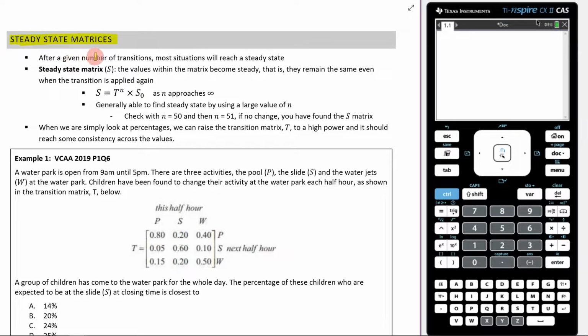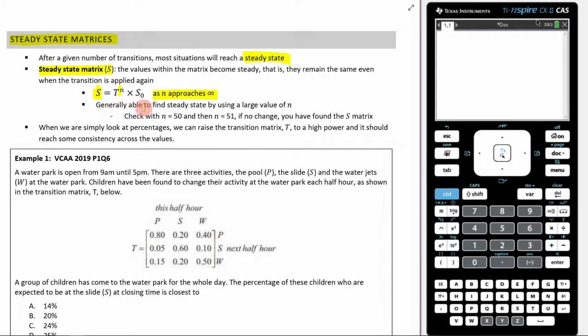So after a given number of transitions, most situations will reach a steady state. A steady state matrix S is the values when the matrix becomes steady. That is, they remain the same even when the transition is applied again. So our steady state matrix occurs when we have our rule here and our n approaches infinity.